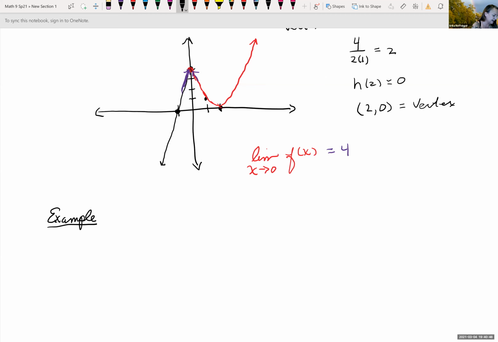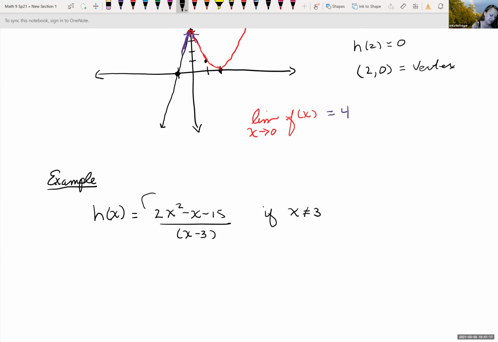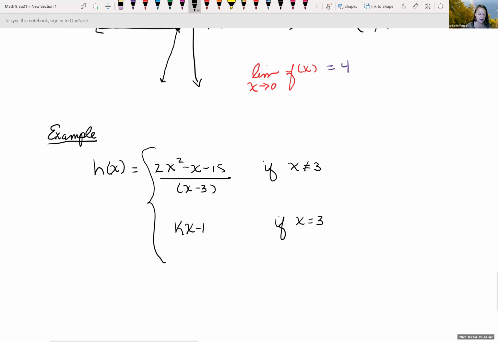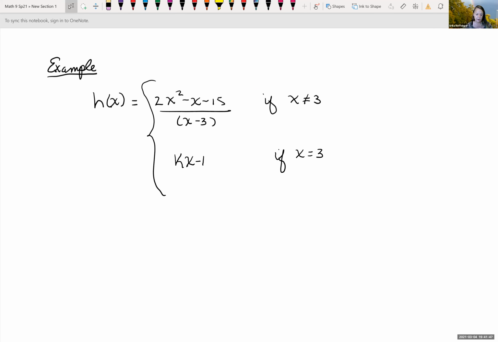And so let's say you had h of x. This is equal to x squared minus x minus 15 all over x minus 3. And this is the case if x does not equal 3. We have another function though, and this is when x is equal to 3. That is k times x minus 1, if x equals 3. Okay, so we want to find k to make this, if possible, h of x a continuous function everywhere.